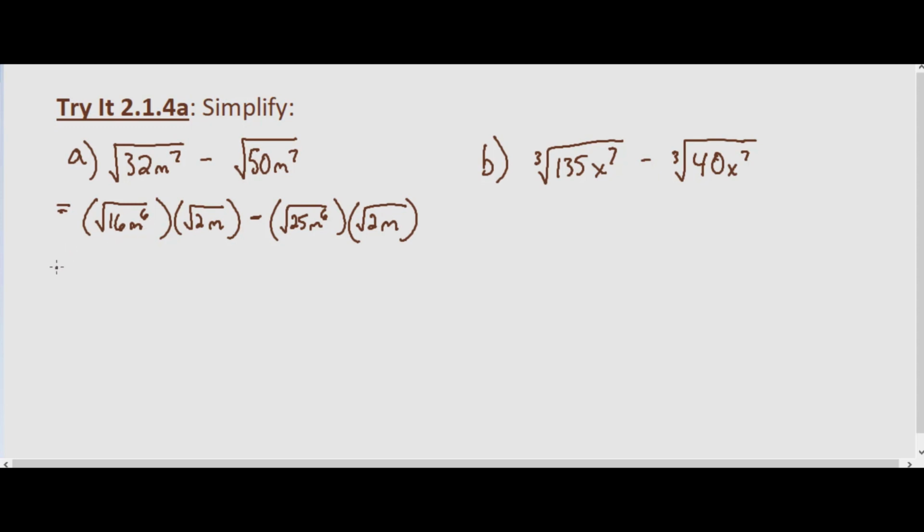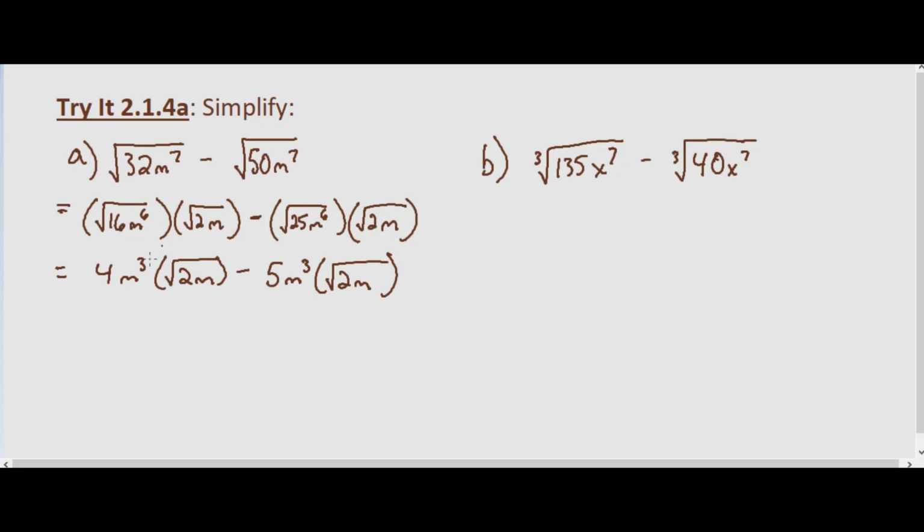Now we simplify what will be the coefficient, or will be outside of the radical, outside the like radical of square root of 2m. So the square root of 16m to the 6th, that square root of 16 is 4. The square root of m to the 6th is m cubed. And again, we're left with the square root of 2m minus, this is going to simplify, square root of 25m to the 6th is 5m cubed. And again, we still have the square root of 2m.